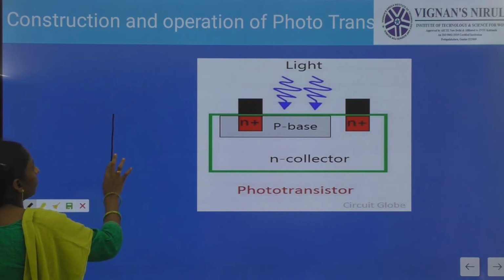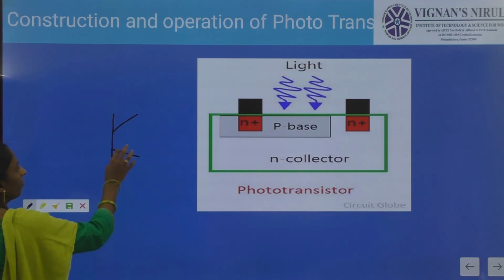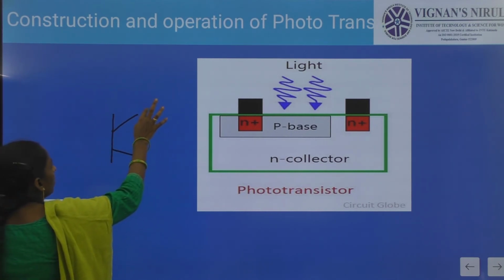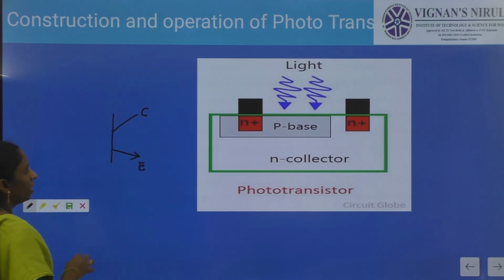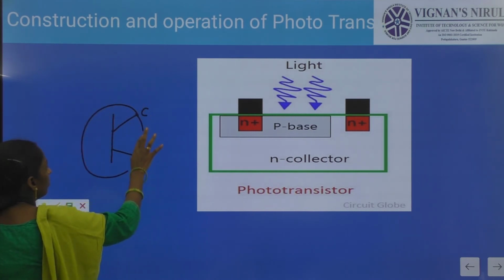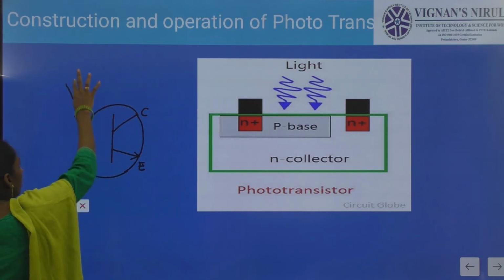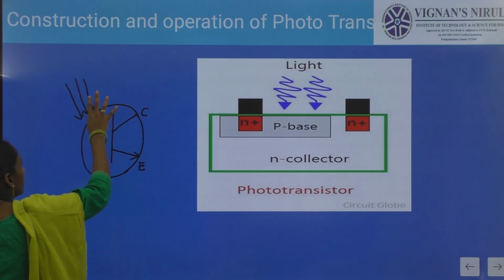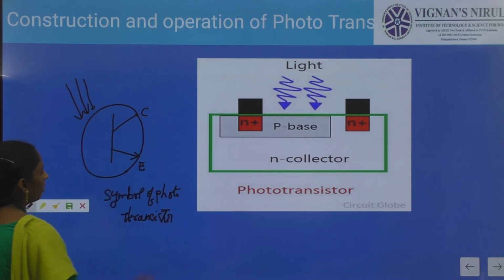Okay, so the circuit symbol of the phototransistor: here we are taking collector and emitter, with an arrowhead, and the base is open. There is light falling on the base. We are not connecting anything to the base because the base is open. So this is the circuit symbol of the phototransistor.